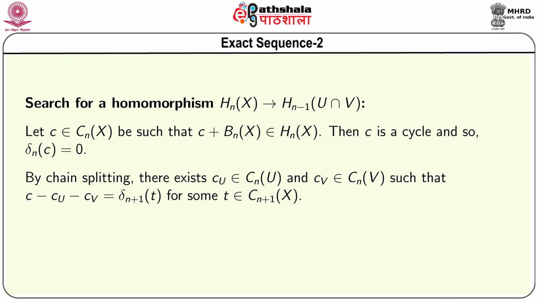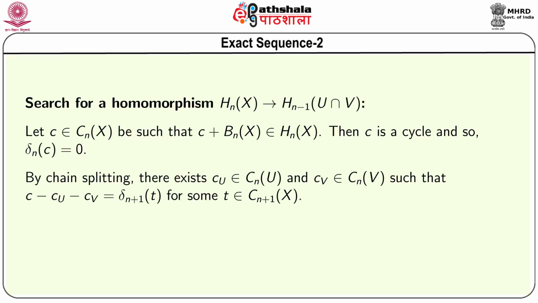Now, we shall see how we can define a map that connects homology groups of different dimensions. So, we start with defining a map which takes the elements of H_n(X) to the homology group H_{n-1}(U ∩ V). We define a map from H_n(X) to H_{n-1}(U ∩ V).